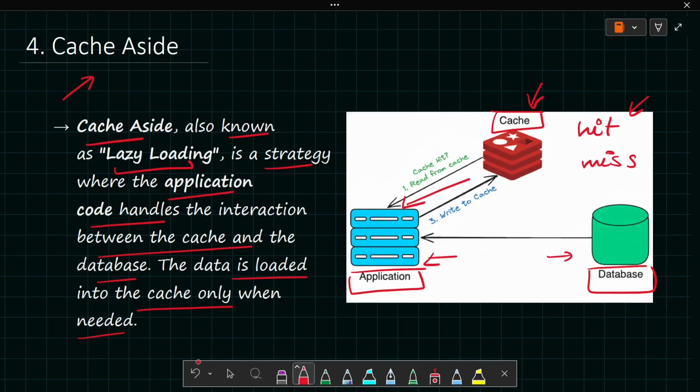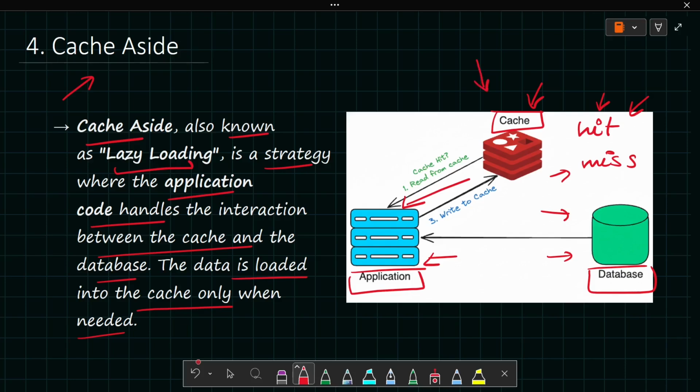So the application first checks the cache for the data, and if the data exists in the cache, there is a cache hit that we have seen, and it is returned to the application itself. But if the data isn't found in the cache, if there is a miss, the application retrieves it from the database, or we can say the primary data store. Then it loads it to the cache for subsequent requests. It gets loaded for the second time.